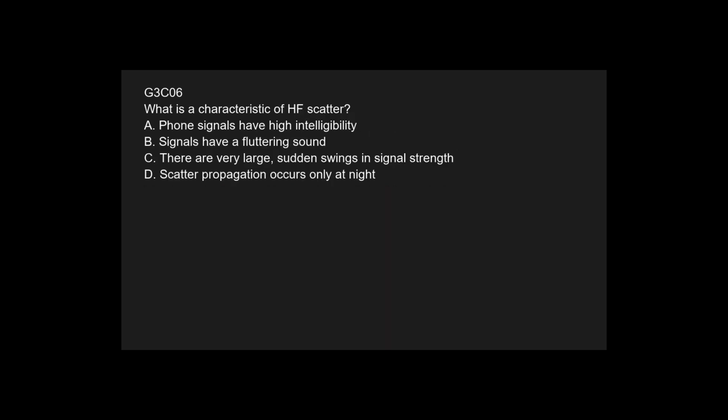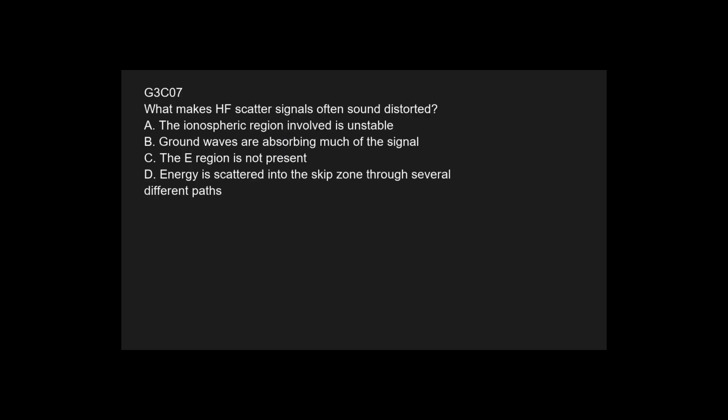Question: what is a characteristic of HF scatter? The correct answer is B. Signals have a fluttering sound. Question: what makes HF scatter signals often sound distorted? The correct answer is D. Energy is scattered into the skip zone through several different paths.